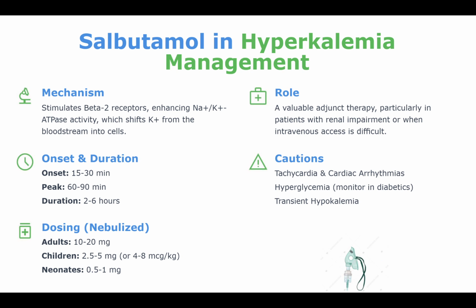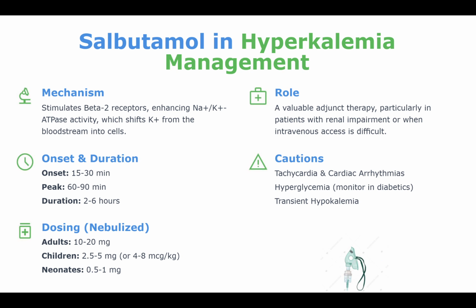Adults receive 10 to 20 mg diluted in saline over 10 to 30 minutes. Children: 2.5 mg if less than 25 kg or 5 mg if more than 25 kg, or 4 to 8 micrograms per kg, maximum 500 micrograms.